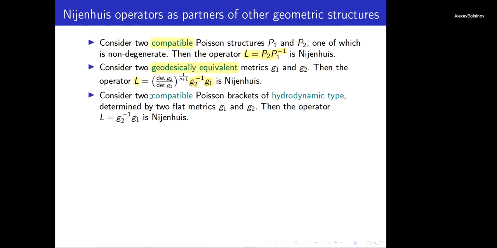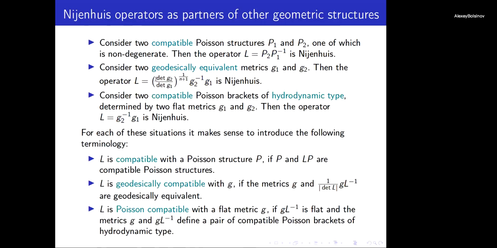Next, we consider two compatible Poisson brackets of hydrodynamic type. It means we have two compatible flat metrics G1 and G2. Compatibility of the corresponding Poisson brackets will imply that this operator, G1 inverse G2 inverse G1, without any factor, is a Nijenhuis operator. So Nijenhuis operators appear very naturally here, and in all cases they appear as a kind of link between two compatible or two equivalent objects. What next?